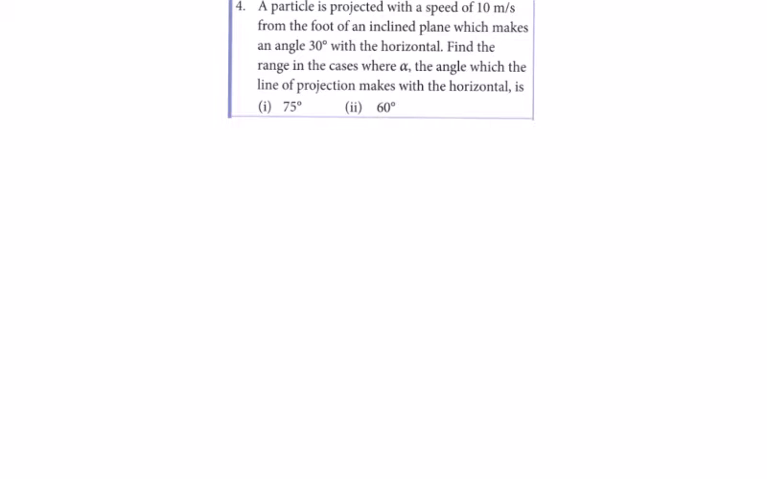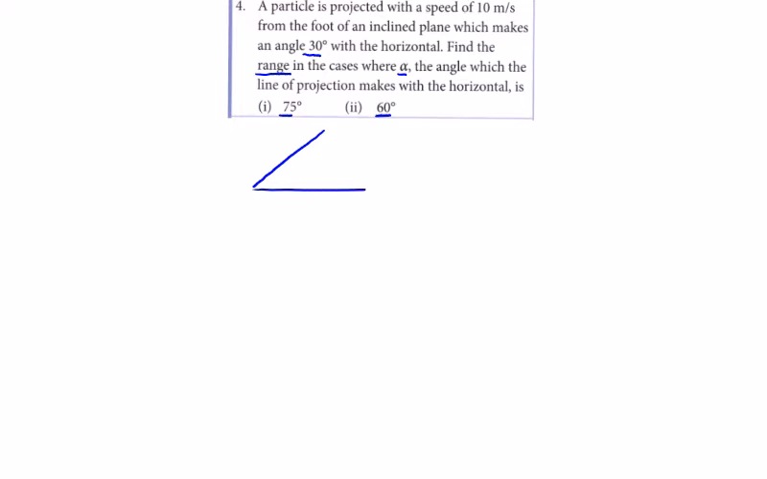In question 4, we have a particle projected with speed 10 from the foot of an inclined plane, which makes an angle of 30 with the horizontal. So find the range in cases where A, the angle which the line of projection makes with the horizontal, is 75 and 60. Okay, let's read as two separate questions here.